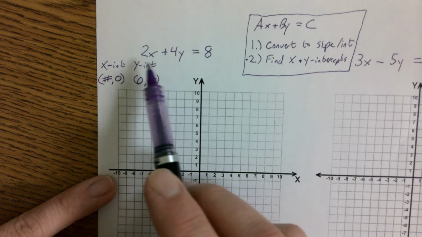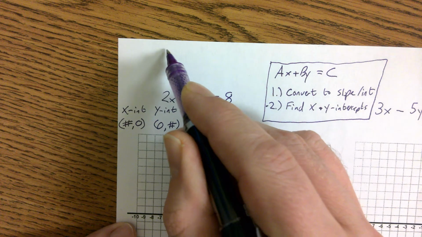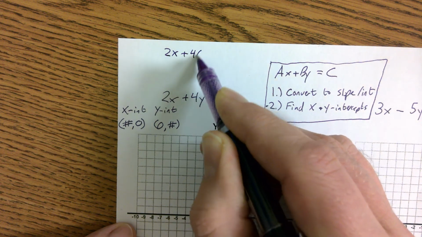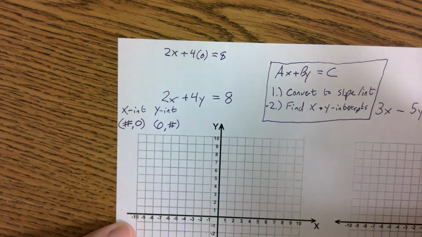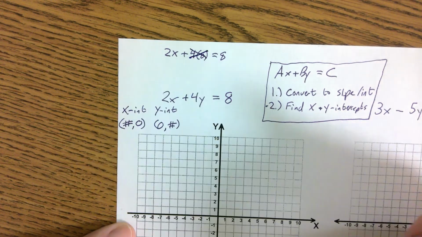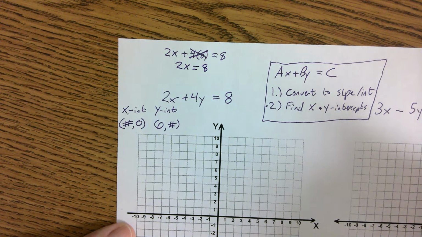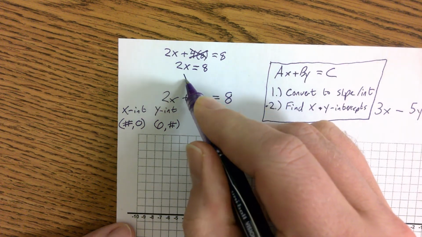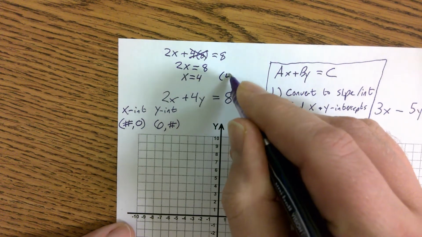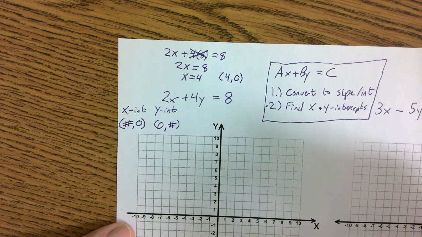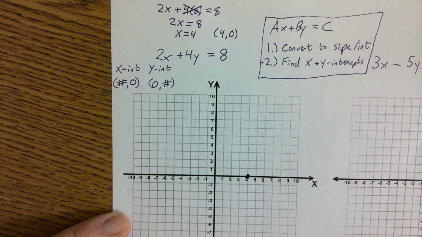So let's say we've got our 2x plus 4y equals 8, and I want the x-intercept. That would be 2x plus 4 times 0 has to be 8. And what's 4 times 0? That's 0. That's nothing. So this is gone. And I'm just left with 2x equals 8. So now I can solve for x through division, and x is 4. So my x-intercept is at (4, 0). And I can go to my graph and put my first dot at (4, 0) right there.